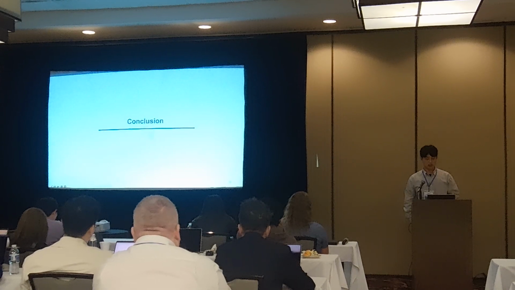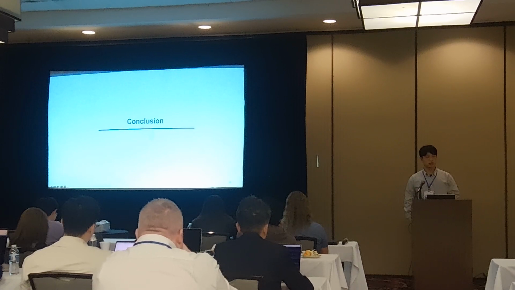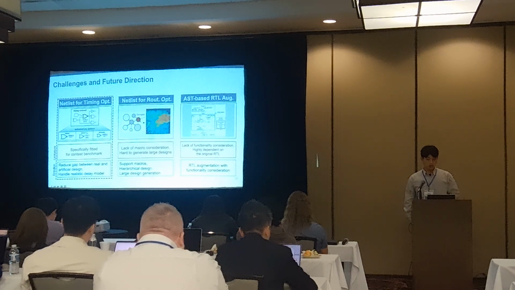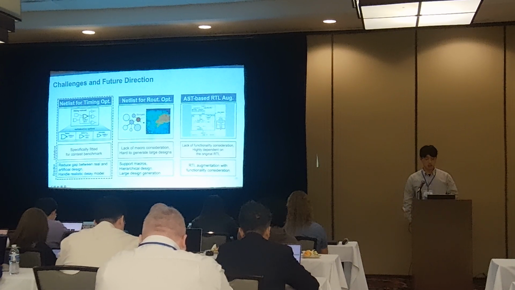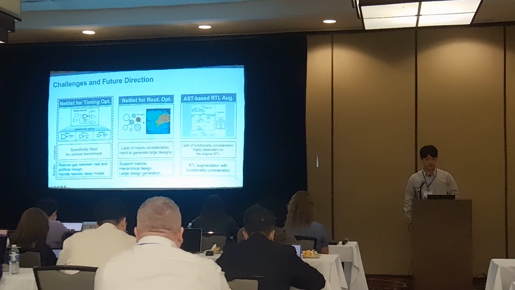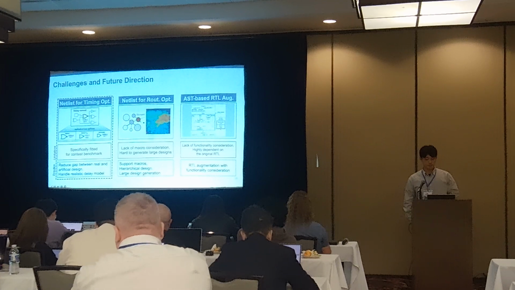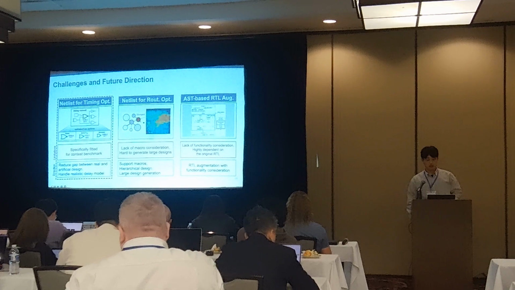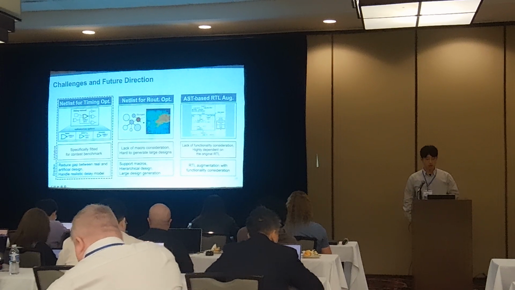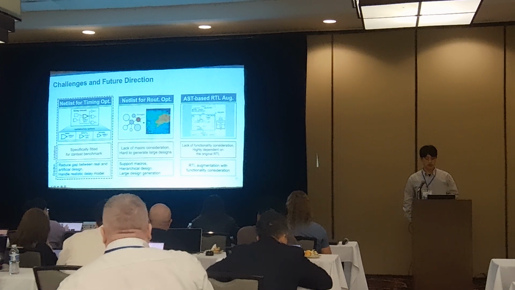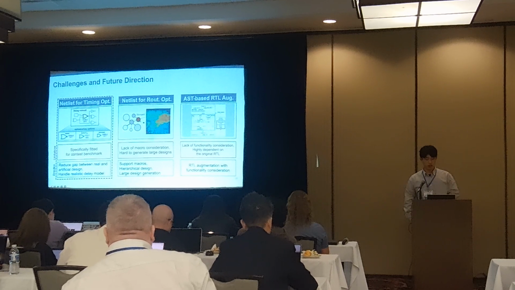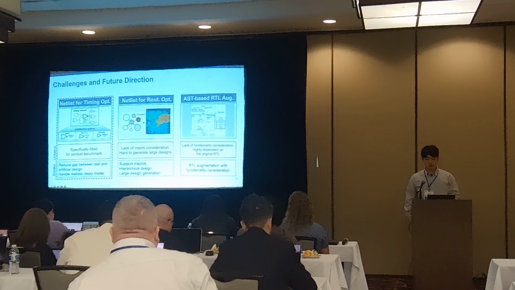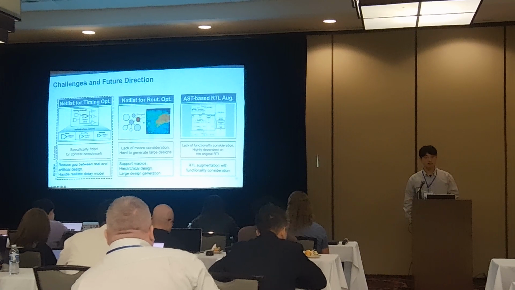Now, I will conclude my talk with remaining challenges and future directions. For timing optimization, NetGen, which generates optimal netlists, has its own strengths and weaknesses. Netlists from NetGen are specifically fitting for contest benchmark, which makes them less applicable to real-world designs. To overcome this, we need to reduce the gap between real and artificial design and incorporate realistic delay models to improve practical applicability.